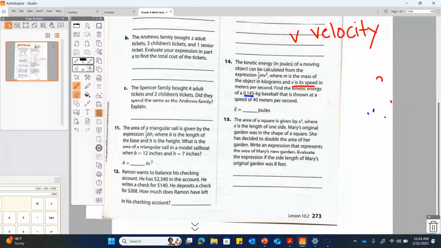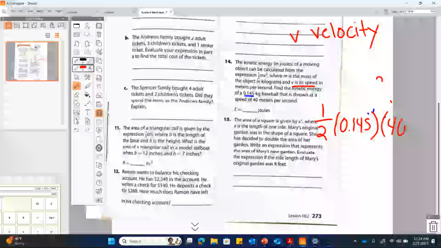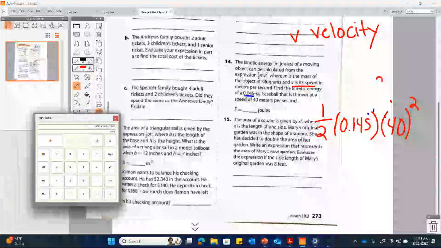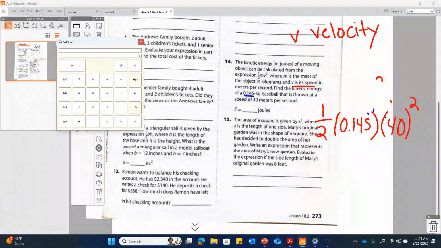1/2. My weight, my mass, 0.145. My velocity, or my speed, is 40. It is only the speed, it is only the velocity that is to the second power. So now I'm going to do my order of operations. The first thing in order of operations is grouping symbols, but there's nothing inside my grouping symbols. My grouping symbols just contain numbers. So the next thing is 40 squared, which is 1600.